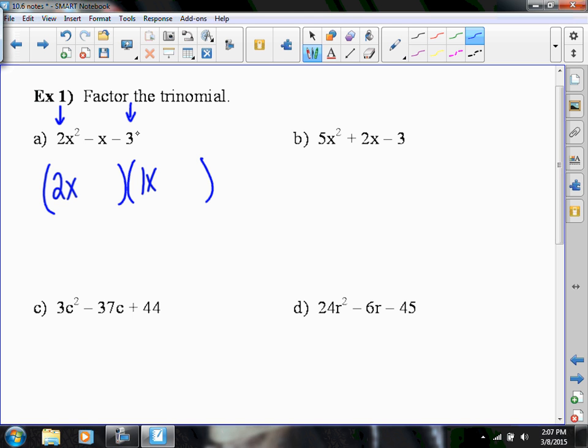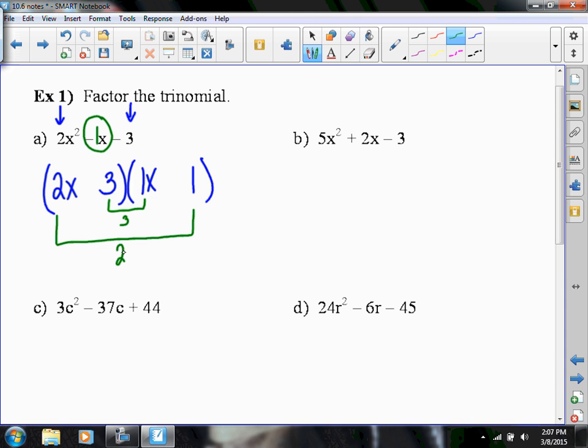Now, again, it doesn't really matter where I put the 1 and the 3. I can guess, and then I'll check. And if I don't get them right, then I'll erase them and relocate them. Okay? So let's just put the 3 here and the 1 here for now, and then we'll check. So if I check my outers, 2 times 1 is a 2, and my inners, 3 times 1 is a 3. Now I have to add up to this middle term, and then remember this is a negative 1x.